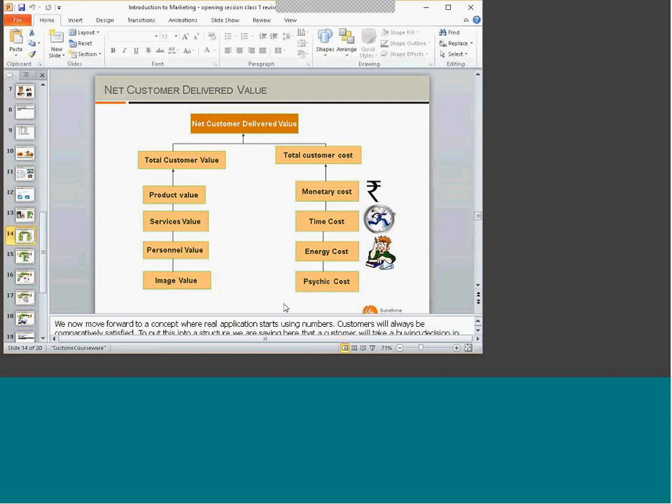When you go to check it out, you put all these figures in place. Product values and all, you might say, okay, Maruti Baleno actually gives me a better product value. So I get 1 lakh rupees more there. I get a 2 lakh rupee reduction in monetary cost. So the difference is 3 lakhs. Time cost, energy cost being the same, there's no problem. Personnel value, Nexa is treating me as well as the Honda showroom, so no problem there. Service value, I'll say reasonably similar.